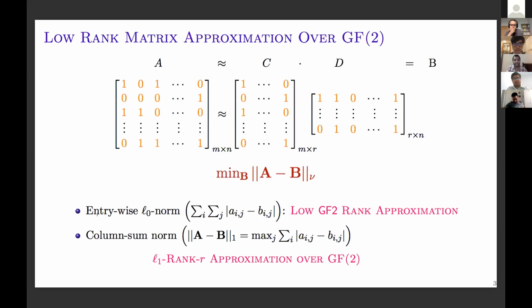So in the case of the entry-wise L0 norm, it is the number of mismatches. And in the case of the column sum norm, it is the number of mismatches between columns of A and B. Like you pick the jth column and see how many entries are mismatching, and you want to minimize the maximum over j of this quantity. This is the problem we mainly consider, which we call L1 rank r approximation over GF2. The other problem, with the entry-wise L0 norm, we call low GF2 rank approximation. In the first case, it is something like an averaging measure, and in the second case, it is a worst case stretch over a column.